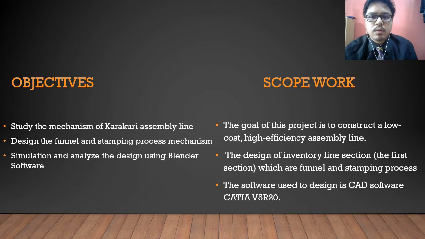The objective and scope of work in this project are listed as in the slide. The objectives were to study the mechanism of the KARAKURI assembly line, to design the funnel and stamping process mechanism, and to do simulation and analyze the design using Blender software. For the scope of work, the goal of this project is to construct a low-cost, high-efficiency assembly line. Next is the design of the inventory line session. The first session is the funnel and stamping process, and the software used to design is the CAD software CATIA V5R20.